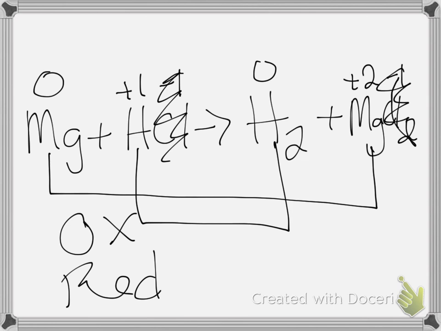If you look at magnesium, it goes from 0 to plus 2. What has it done? It lost electrons, which means hydrogen had to gain electrons. Because magnesium lost electrons, it is oxidized. That means hydrogen is being reduced. Now, will magnesium always be oxidized? You have to figure it out each time.